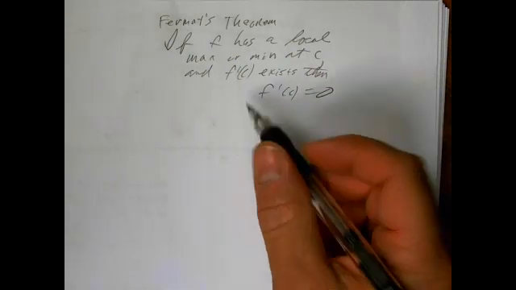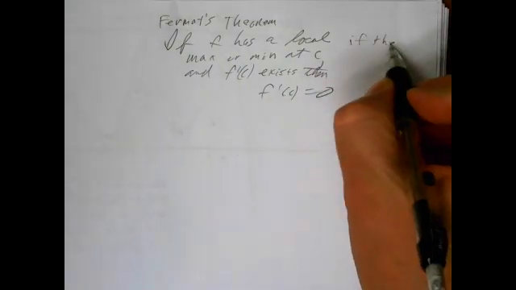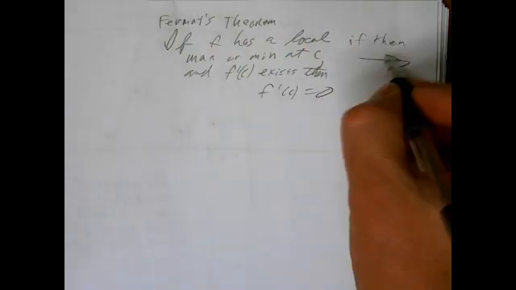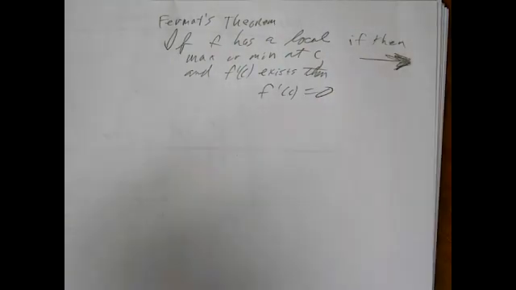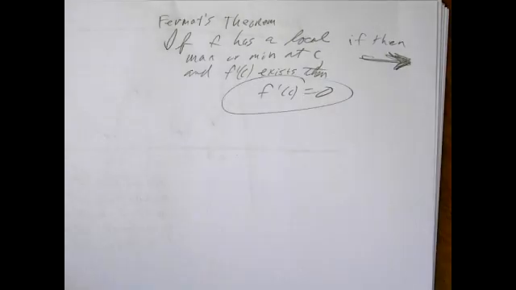All right, this is basically saying that if it has a local min or max at a value c, and the derivative exists at c, that derivative has to equal 0. Notice that this theorem is a one-way implication. It is an if-then statement. It only works in one direction. All right, so it's saying that the presence of a local max or min and the existence of the derivative implies in one direction only that the derivative has to equal 0.